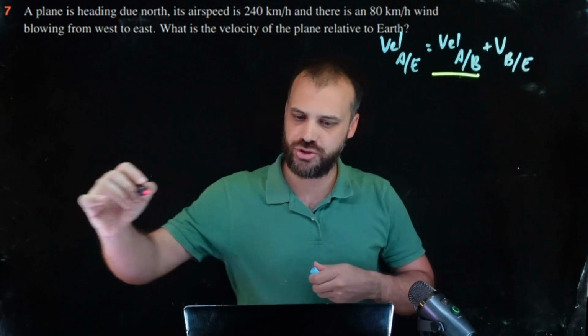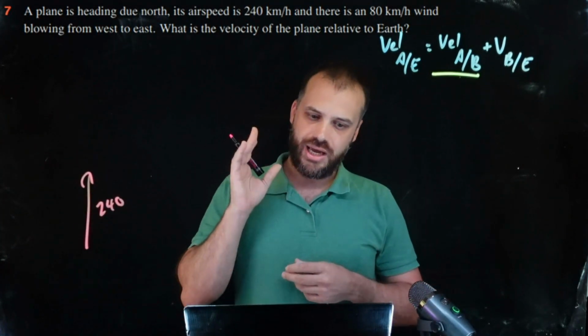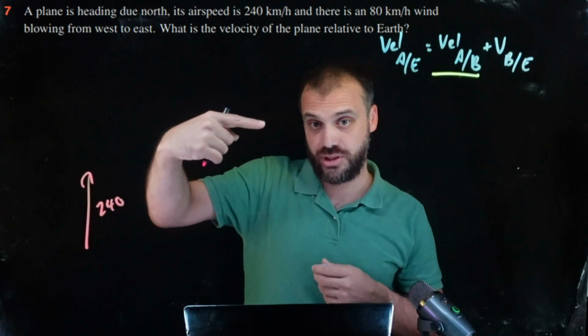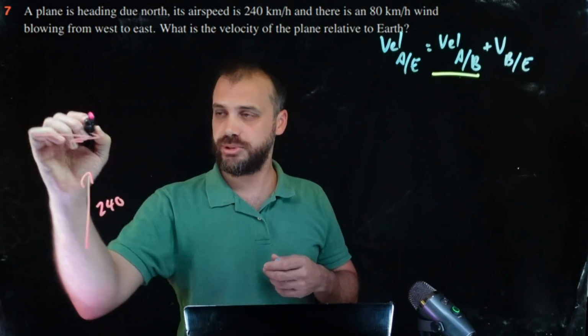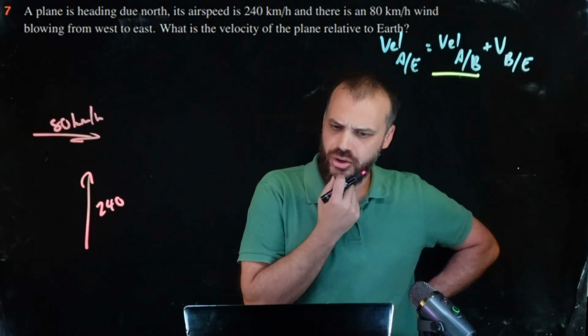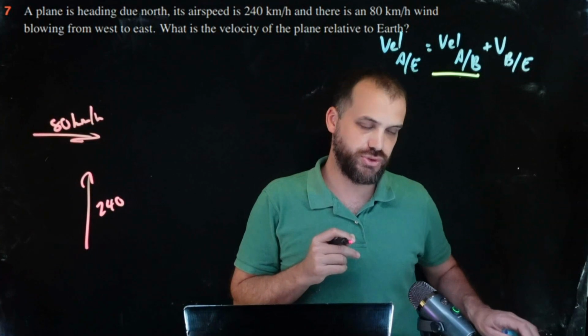Question 7. Okay, a plane is heading due north. Its airspeed is 240 kilometers per hour. There is an 80 kilometer per hour wind blowing from the west to the east. So, 80 kilometers. Okay, what is the velocity of the plane relative to Earth?